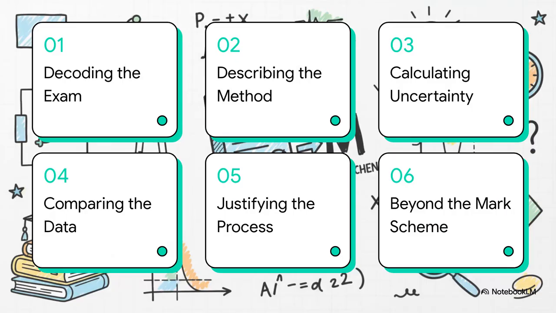Here's our roadmap for today. We're taking on question 2 from the AQA June 2022 higher tier physics paper. We're going to go through every single part, look at the exact answers from the mark scheme, and then, at the end, we'll zoom out and see what key skills this question was really testing.